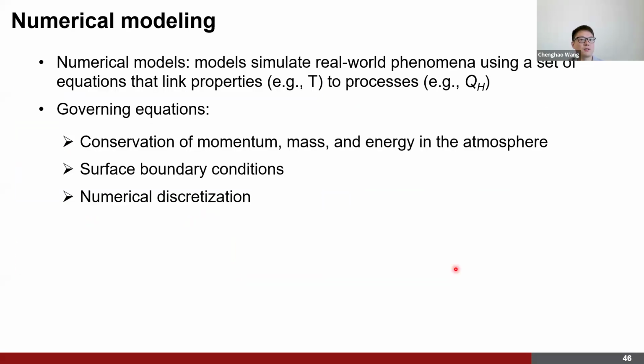So numerical models basically are models that can simulate real world phenomena using a set of mathematical or physics-based equations that can link different atmospheric properties, for example, temperature, humidity, with processes such as sensible heat flux, latent heat flux, or the heat transfer among different materials. So in every model we design, we always need some governing equations so that we can describe the system in a mathematical and solvable way.